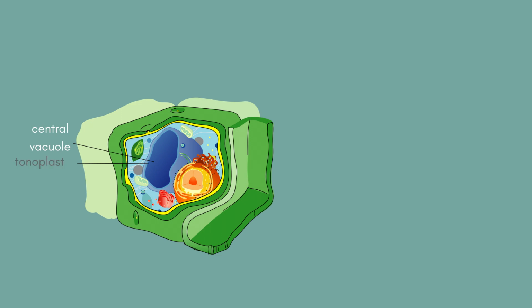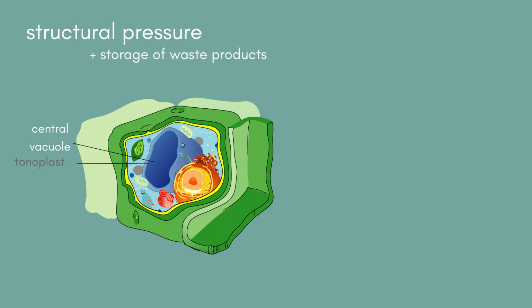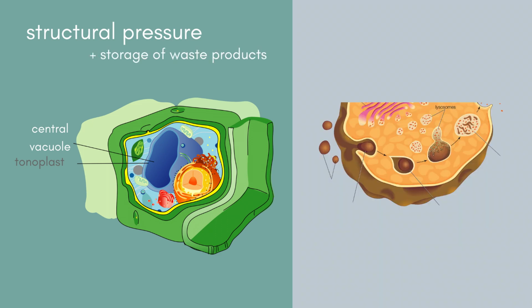Animal cells do not have a central vacuole because in plants it's needed for structural pressure, as they don't have bones like animals typically do. It also serves as a storage component for waste products. This is an animal cell.